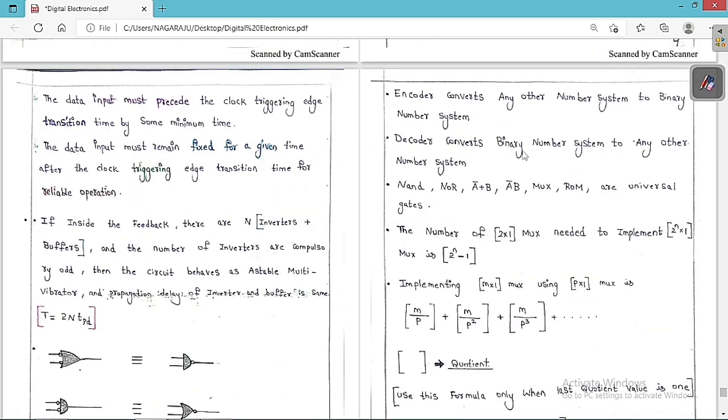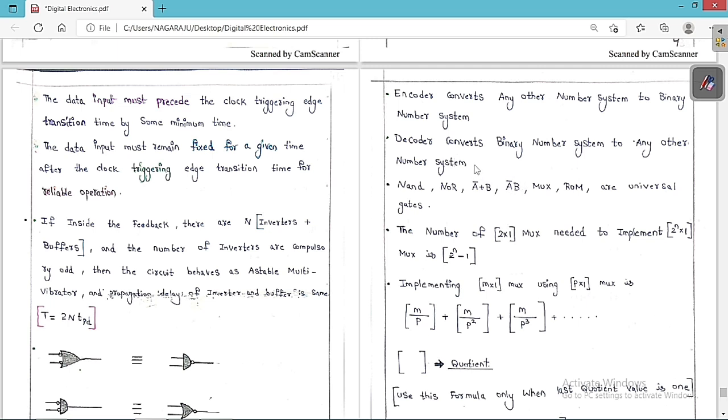See, encoder is always going to convert any other number system to the binary number system. I have already told you this important point. So encoder is always going to convert any other number system to binary number system, whereas the decoder is going to convert the binary number system to any other number system.